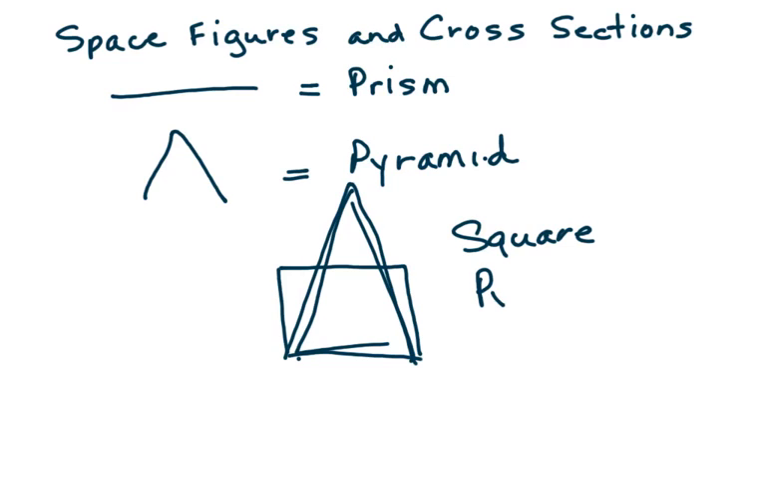Pyramid. It's a square pyramid because there's a square on the bottom. So it's a square pyramid, okay? Let's see if I can give you some other examples.